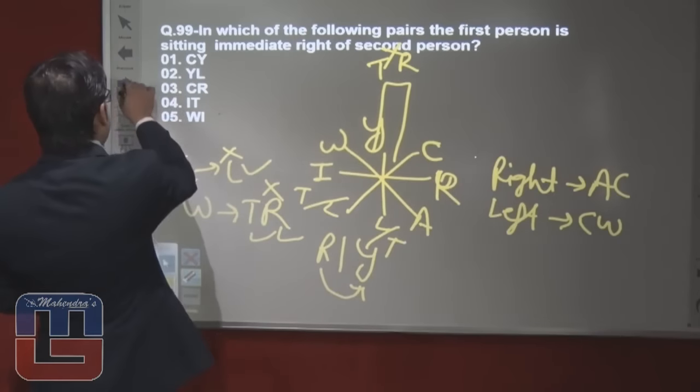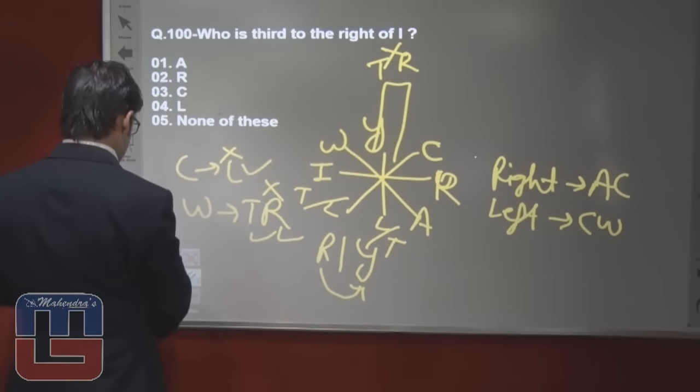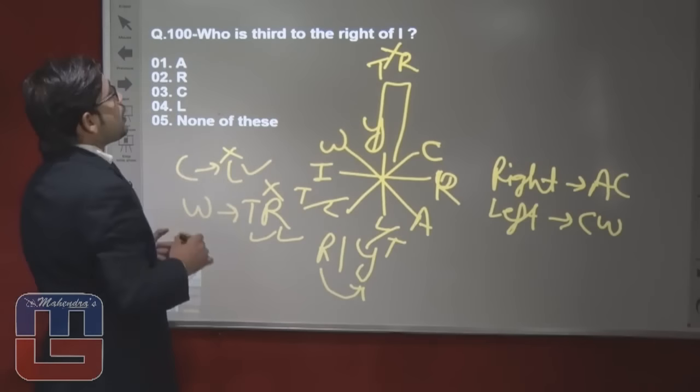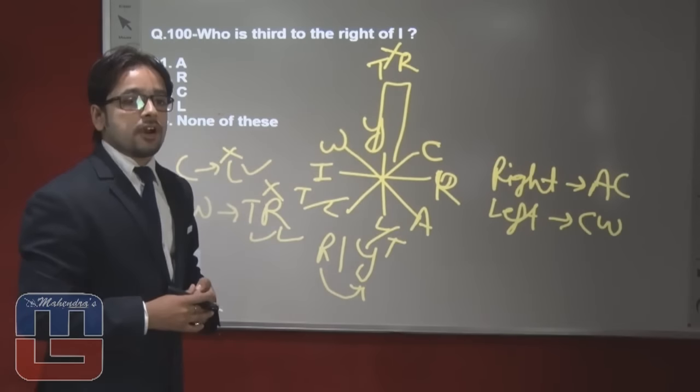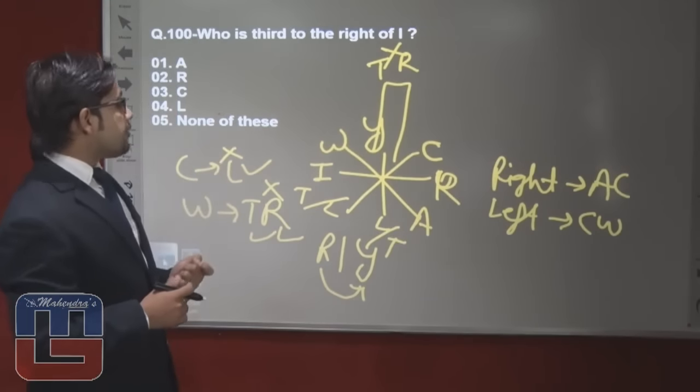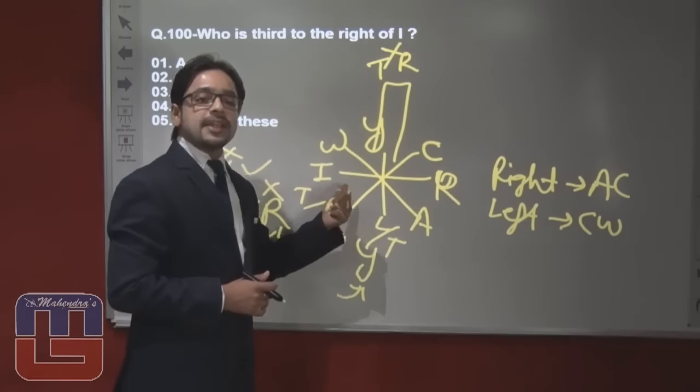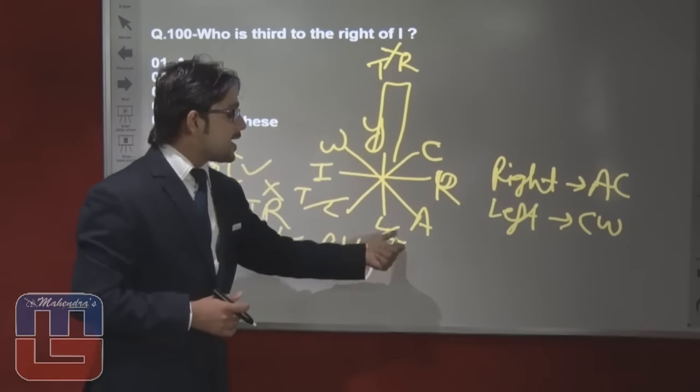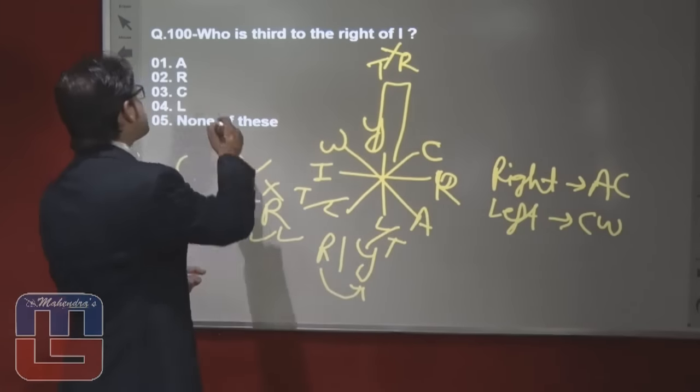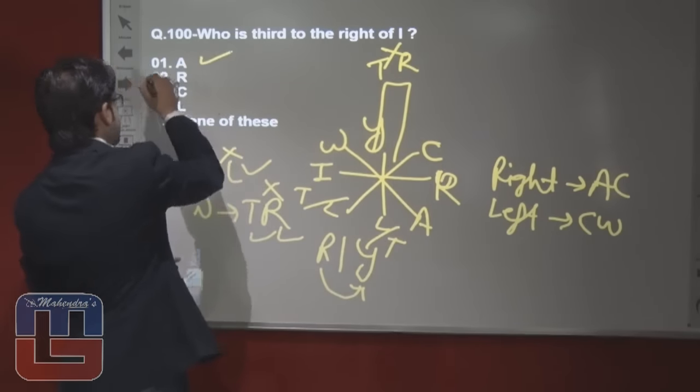Let's focus on our last question, question number 100. This is the last question of our PPT. Who is third to the right of I? We can easily count the third right of I: first, second, third. That will be A. So the right answer will be first. That's all.